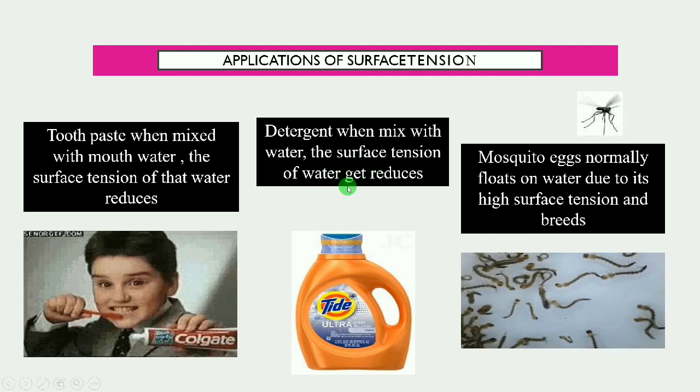Because of that, this detergent solution or soap solution will penetrate inside the clothes effectively, so that it will remove the stains and the dirt. So this is one more application of surface tension. Similarly, mosquito eggs normally float on the surface due to high surface tension and breed. This is our observation mostly in the rainy season, where water is stored. So these are all certain applications of surface tension.